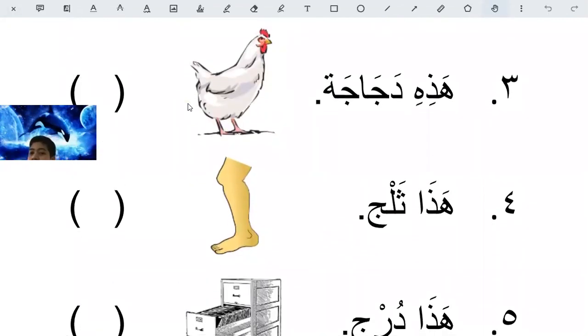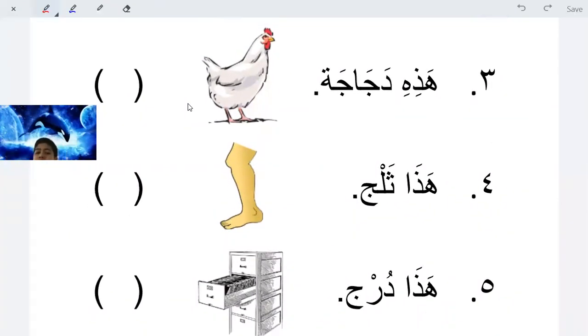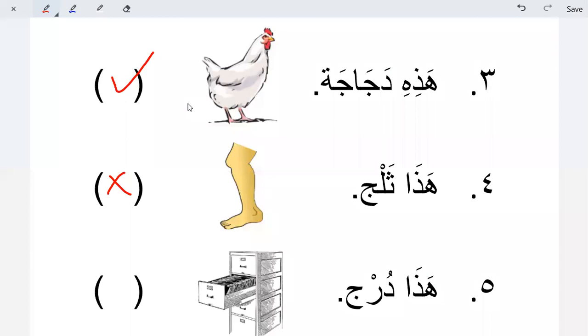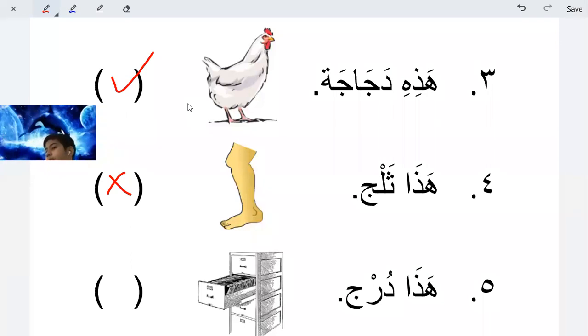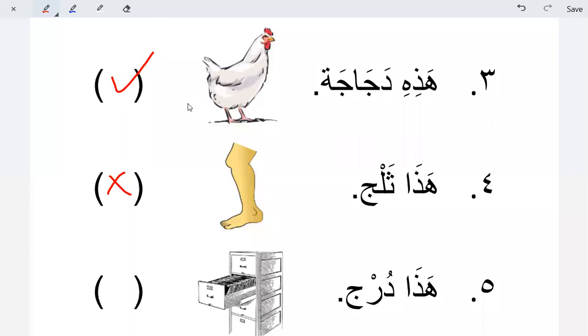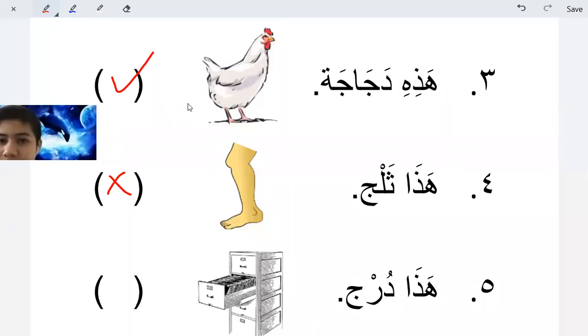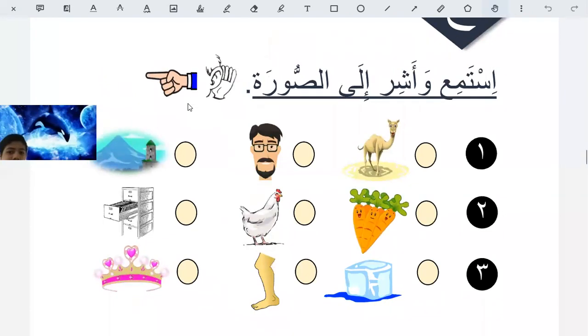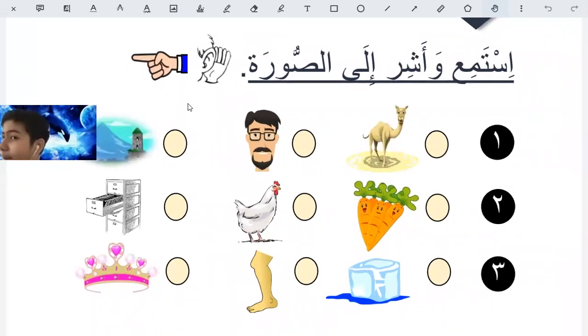Okay. Next is Hazihi da Jaja. Sahih. Sahih. And then Hatta. Good. What is Hazar Saj? Saj is ice. Saj is ice. Good. And then Hazar Durj, what is it? Lockers, right? Locker. Durj is Sahih. Good.